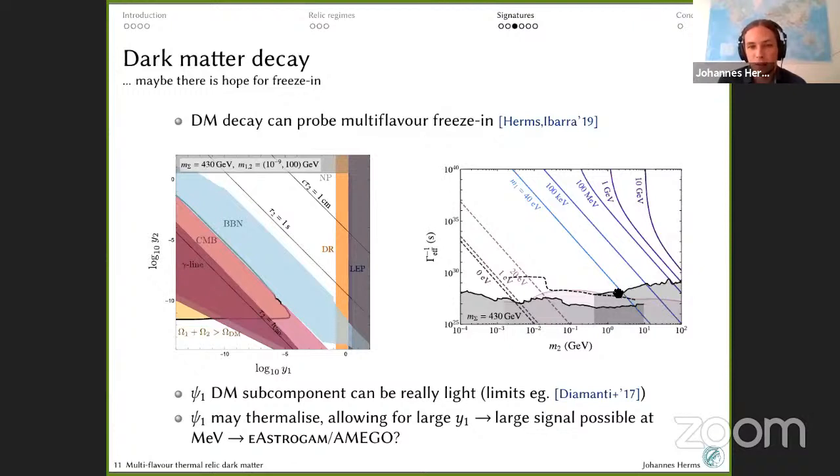And you can see that this line here is from Fermi. Fermi can see these dark matter decays down to about a GeV. And these dashed lines here refer to the case where the lighter dark matter component is actually dark radiation and not FIMP anymore. And you can get much larger signals, which then could be interesting for future MeV gamma ray observatories like ASTROGAM or AMEGO.